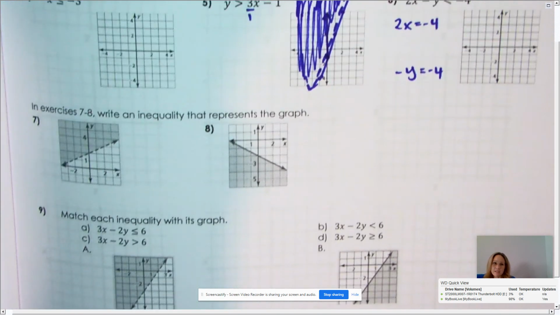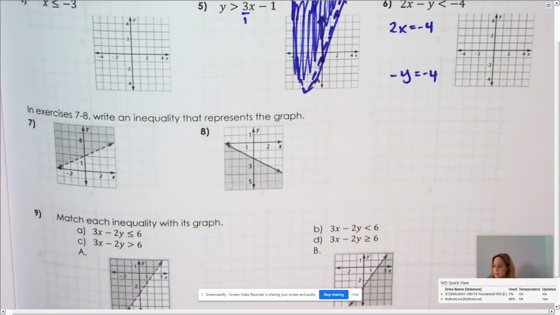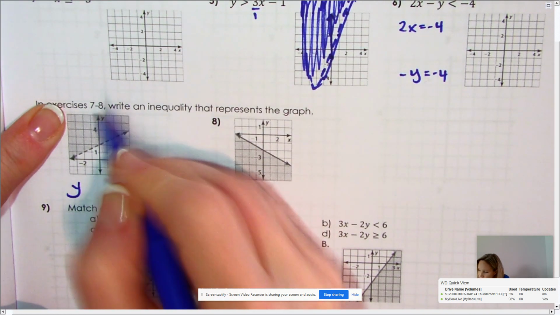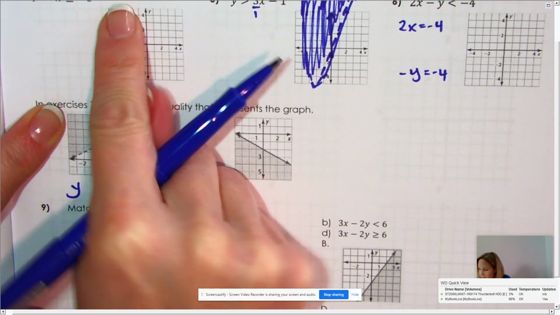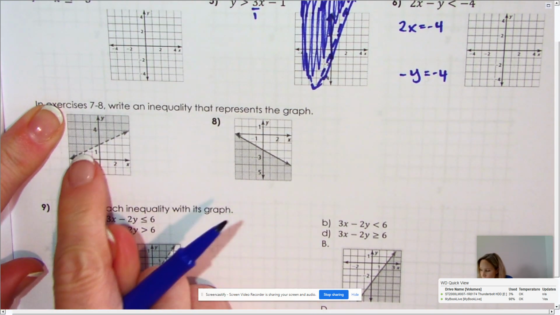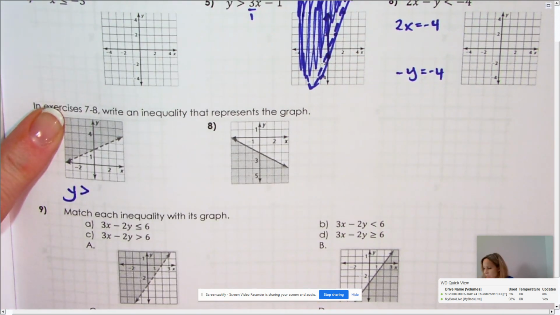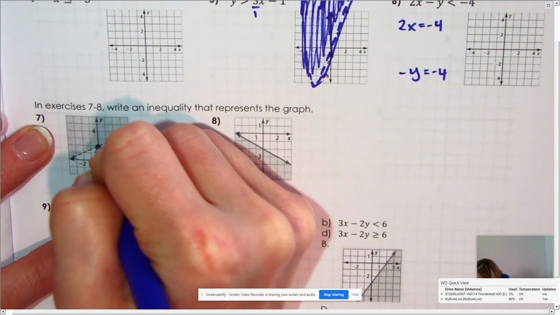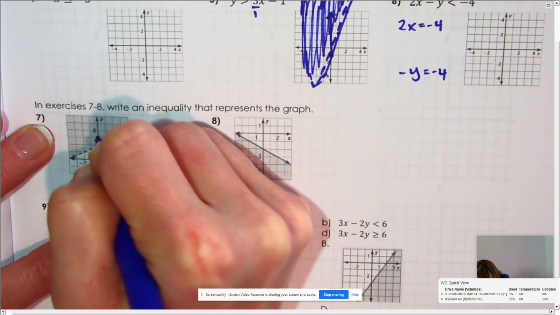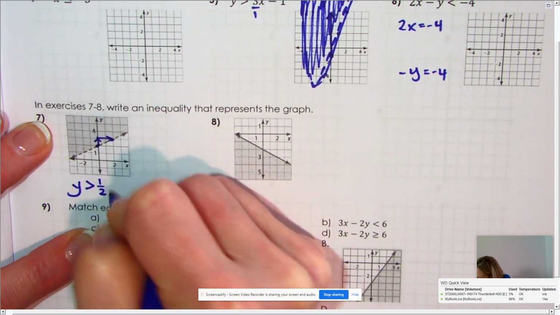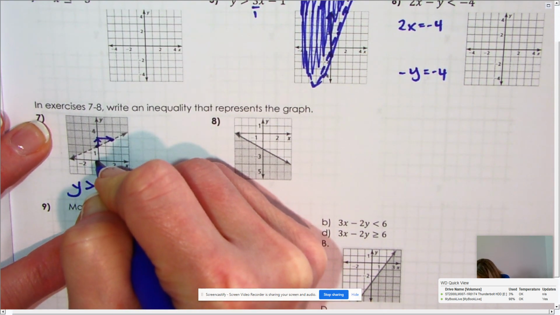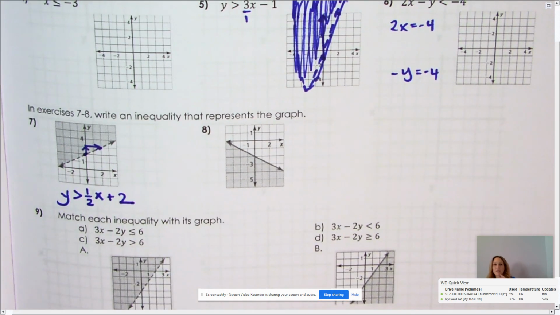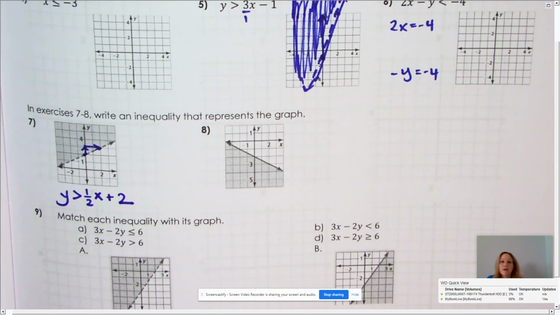Okay. Question number 7, it says write an inequality that represents the graph. So we have y, it's going up, so it's all the values of y that are greater than the line, not equal to because it's a dotted line or dashed line. So y is greater than, my slope is up by 1 over by 2, with the x, and then my y-intercept, here's 0, so 1, 2, so +2.